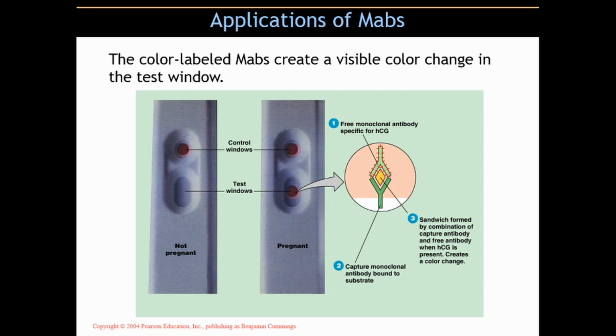Now, the HCG has to be at a certain concentration. So you may be pregnant, but your HCG levels are very low because it's so early in your pregnancy that you're just not producing it at a concentration high enough. So you wait a few days, or the advice, of course, is to urinate early in the morning because that's when the amount of HCG is going to be the most concentrated.